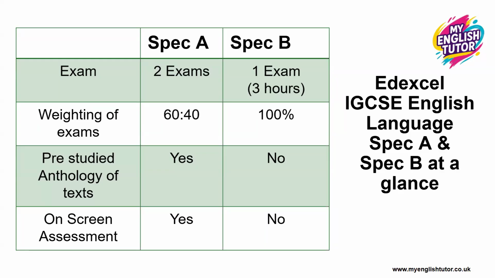At a glance, Spec A has 2 exams. These are weighted Paper 1, 60% and Paper 2, 40%. For this qualification, candidates have an anthology of texts which they pre-study. These texts then appear on the exam. This qualification is also available for on-screen assessment.